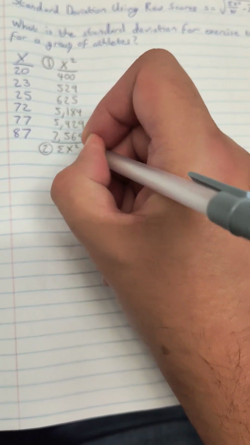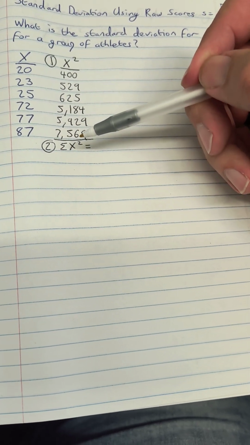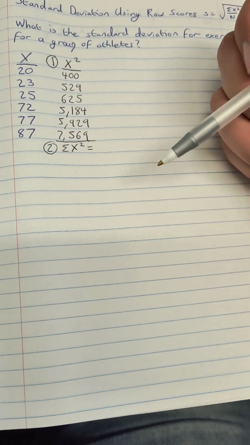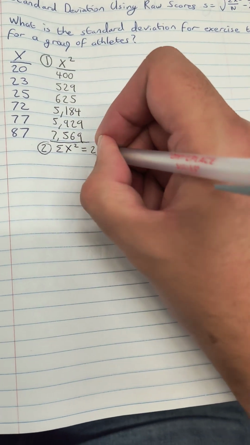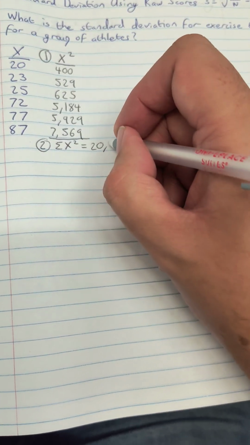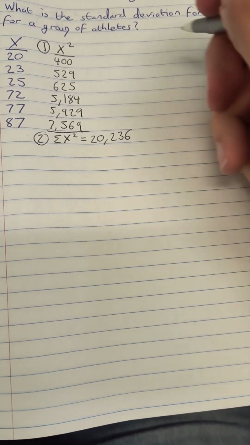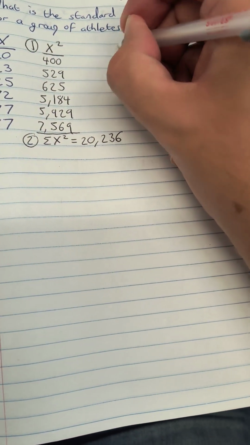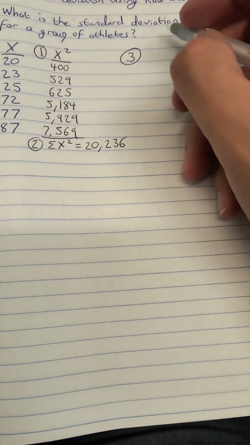So in our second step, we're going to create the term sum of x squared. So we're going to add up all of the values in the x squared column. So summing the x squared column, we have a value for sum of x squared of 20,236.